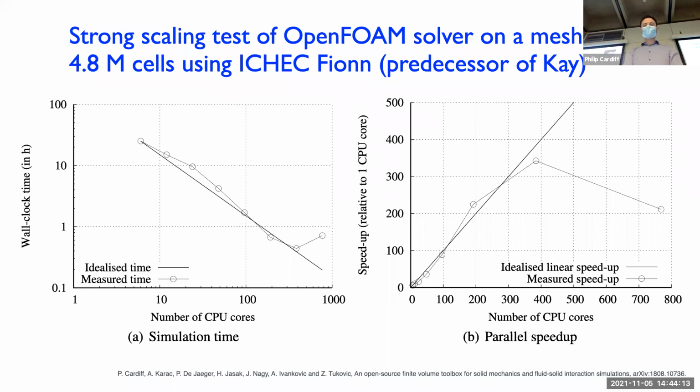Typically for OpenFOAM and ANSYS, you're in this good linear region if you have about 20,000 cells per core. So if your problem only has 20,000 cells, there's not that much use for running it on a supercomputer. It's typically once you get millions of cells that you need a supercomputer.